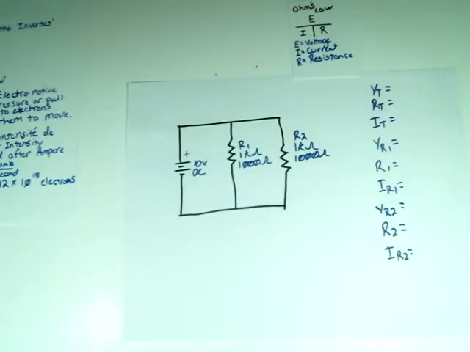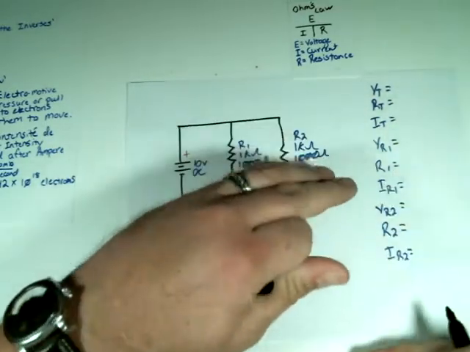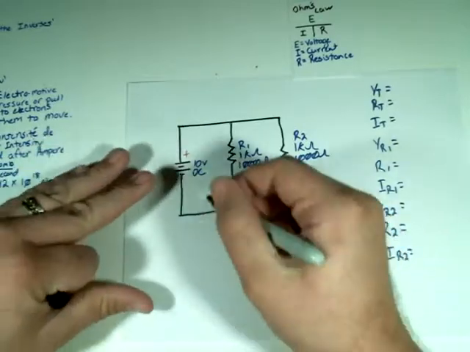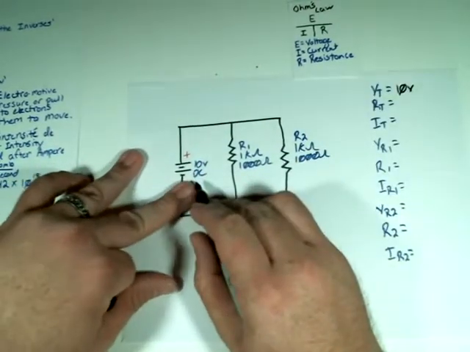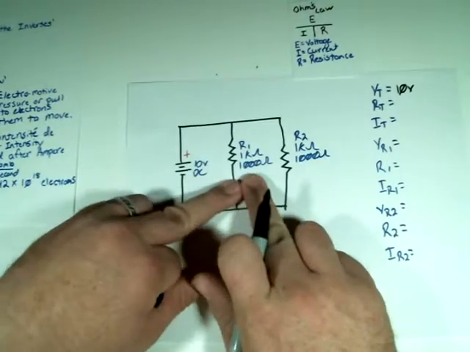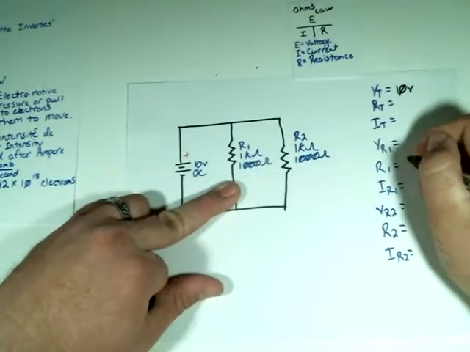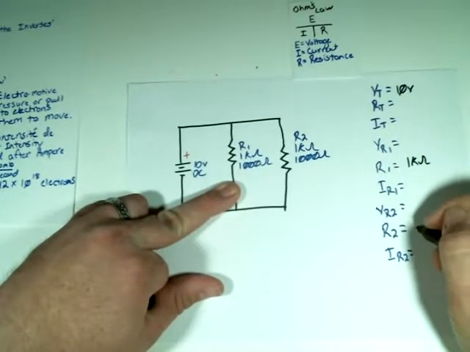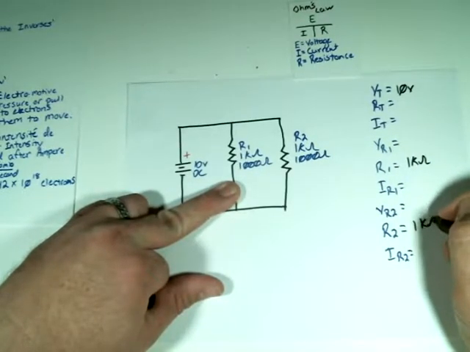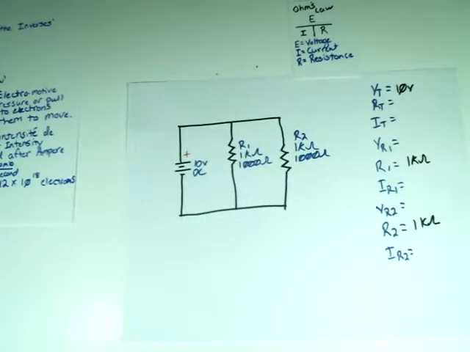But anyway, let's do the measurements real quick. So RT, well, let's go down the list. VT is 10 volts. That's a given. It's right there. R1 is a given. And R2 is a given.